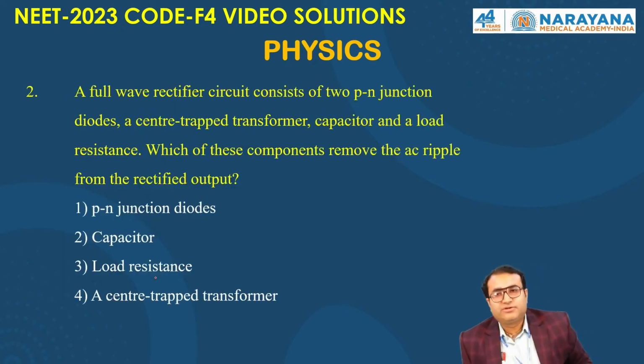Let us move to question number 2. A full wave rectifier circuit consists of two PN junction diodes, a center tapped transformer, capacitor, load resistance. Which of the following components removes AC ripple? Capacitor acts as a filter. So here the capacitor is the answer. Option 2.